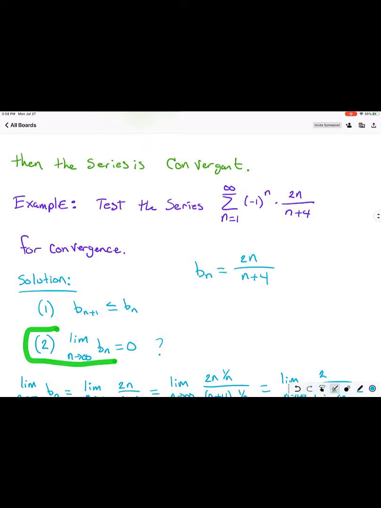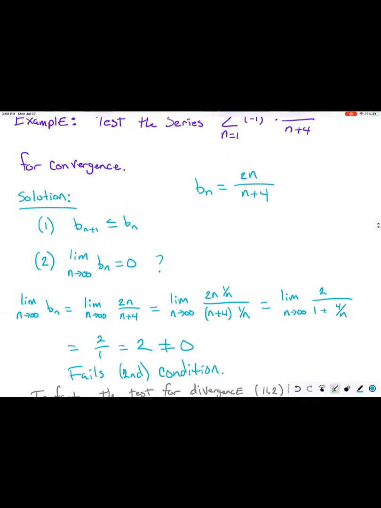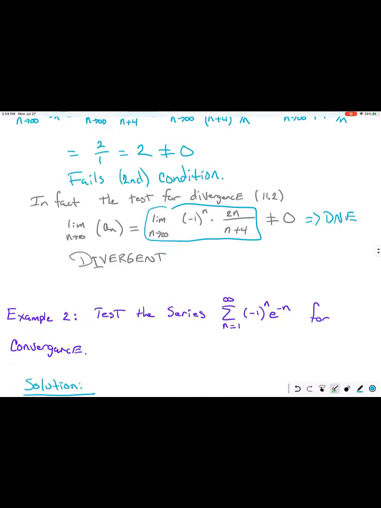So I did that by doing step 2 of the solution, and I skipped step 1. But since step 2 failed, the solution is that it's divergent.